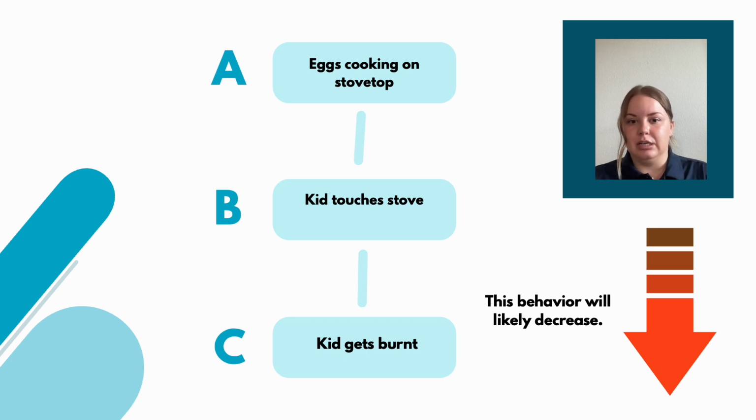This behavior is likely going to decrease in the future because the kid just got burnt. They're not going to do that again. And again, consequences either increase or decrease the frequency of behavior in the future. So in the other example with the toy, that behavior is going to increase. In this example, that behavior is going to decrease because of the consequence that followed it, and they got burnt.